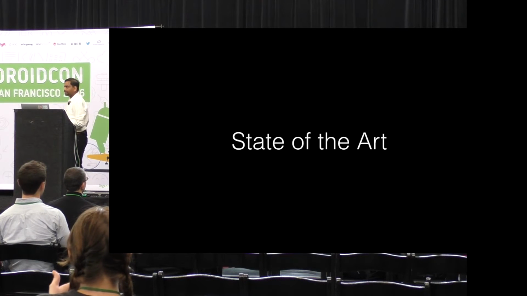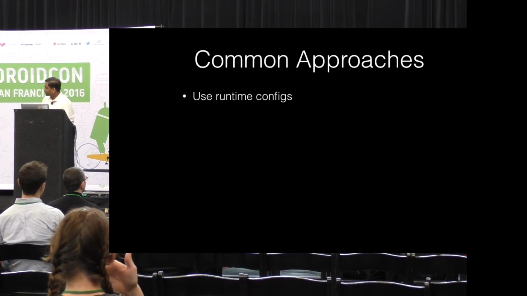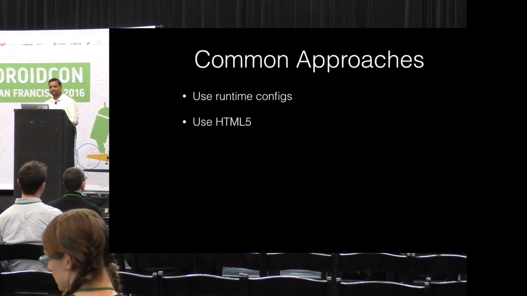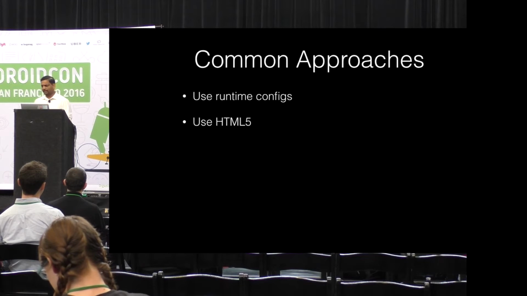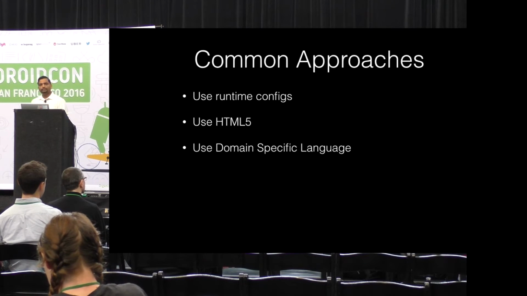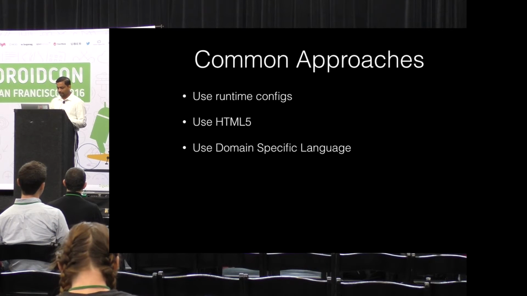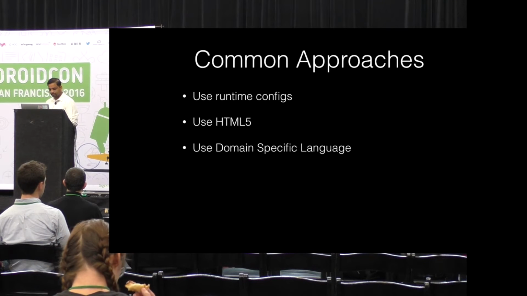So what common options exist today? We can use runtime configs. I'll talk briefly about that, a very commonly used technique. HTML5 using WebViews. Nobody likes WebViews, but they are perfect for some solutions. Or we can create our own custom domain-specific language. Instead of working with raw XMLs, we can create our own language and gain complete control over the things that we want.